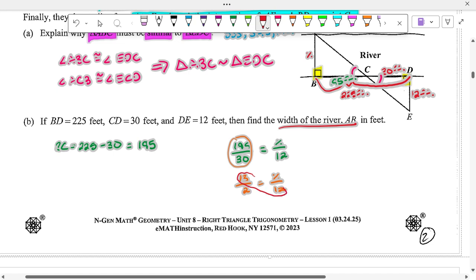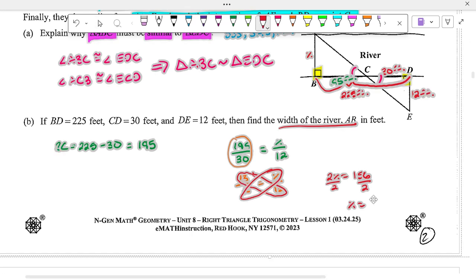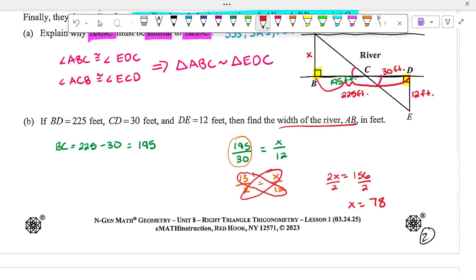So we do 13 times 12 is equal to 2x. So 2x is equal to, what's 13 times 12? 156. Divided by 2, what's AB equal to? 78 feet.